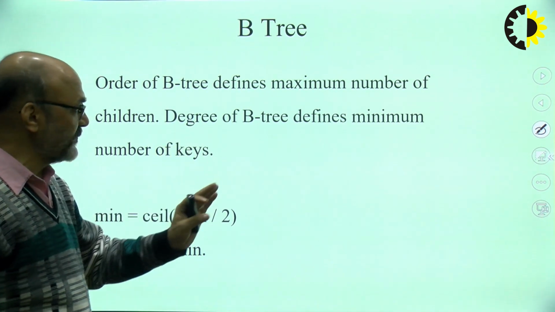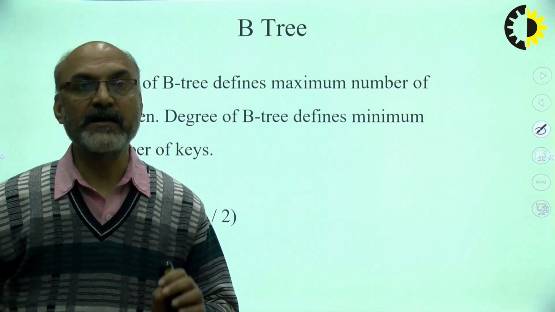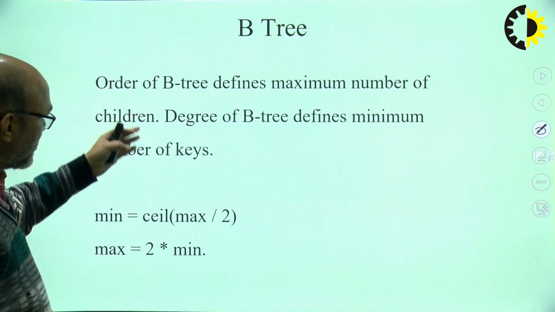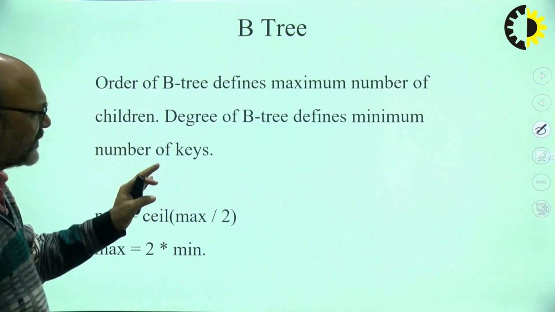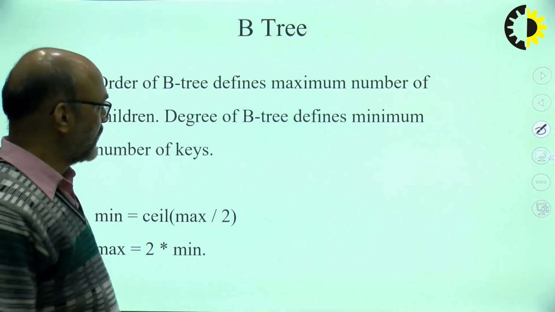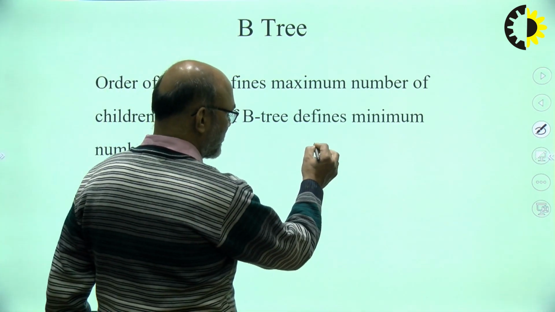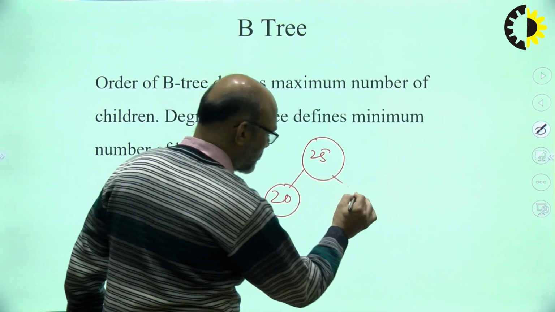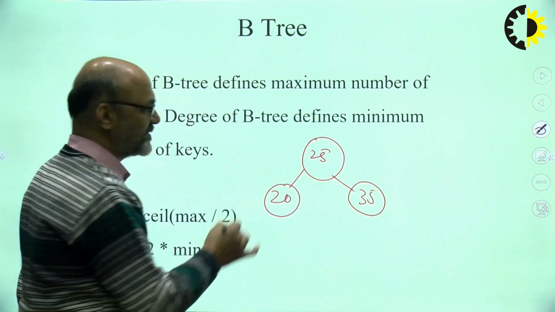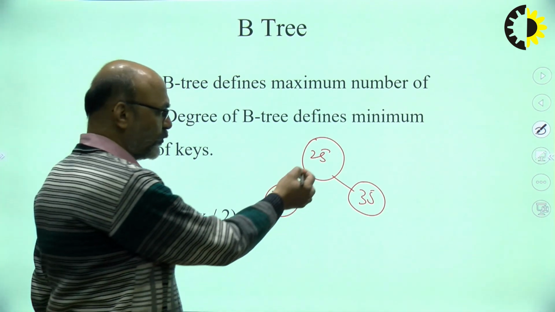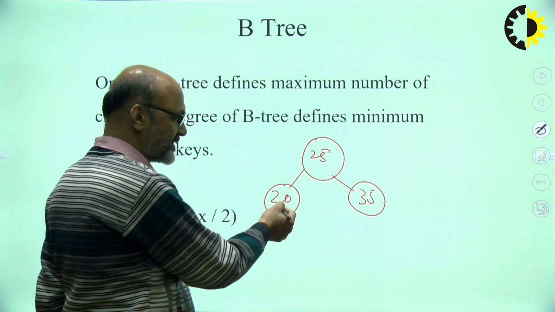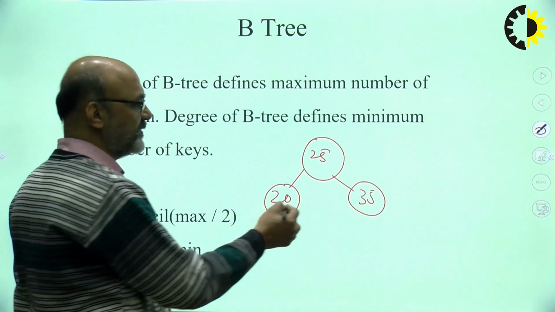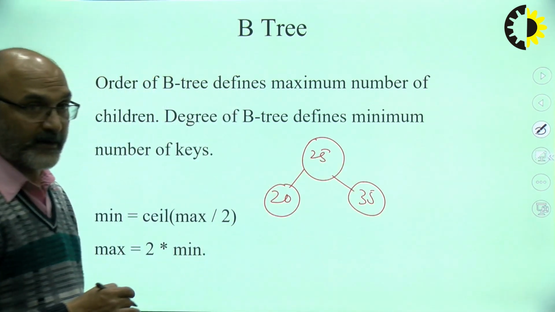B tree is one type of search tree in which more than one key is stored in a node, and for putting keys there, there are certain rules. I am pinpointing the rules here. As far as we have seen, a binary search tree like this one: 25, 20, 35. That means in this binary search tree there are three nodes. The root node has key value 25, the left child has key value 20, and the right child has key value 35, maintaining the search property.